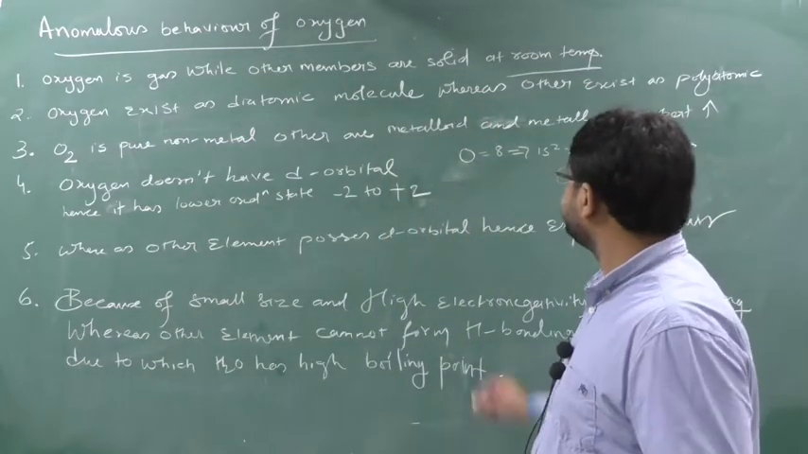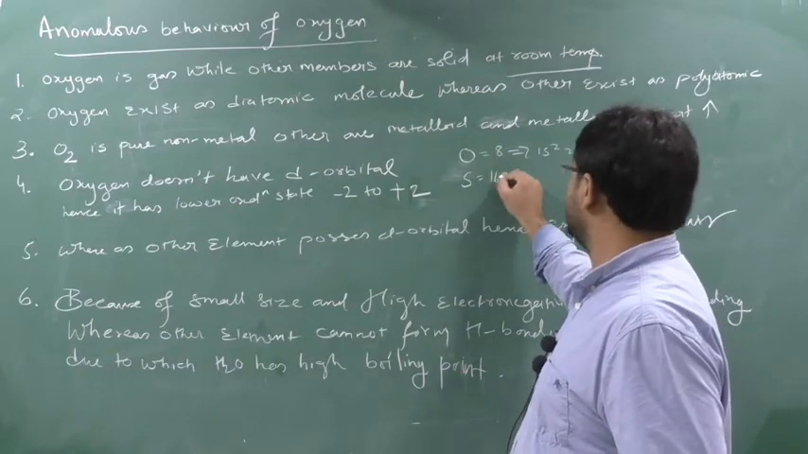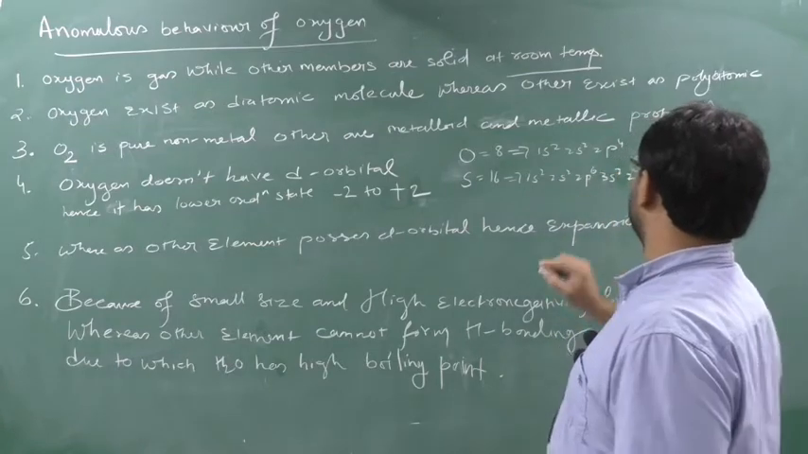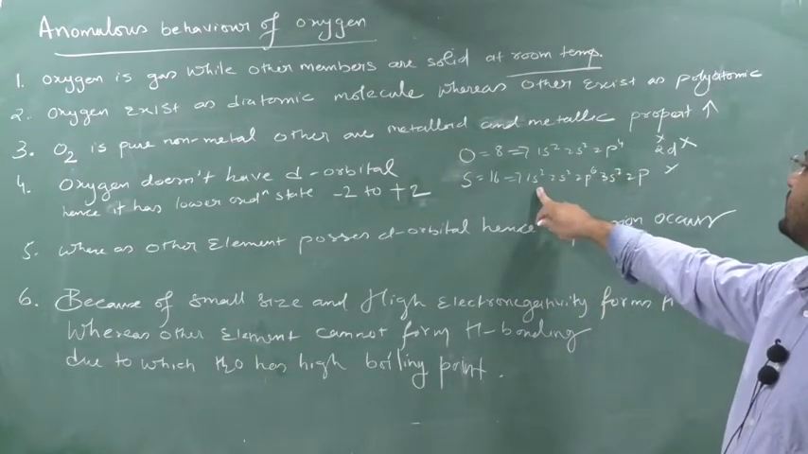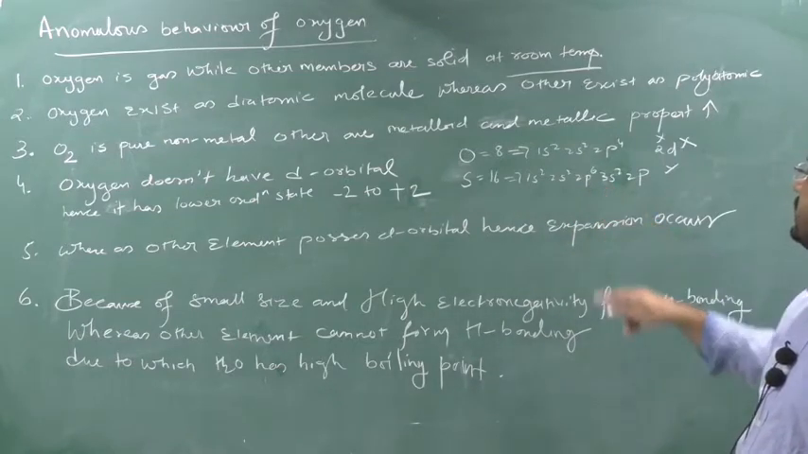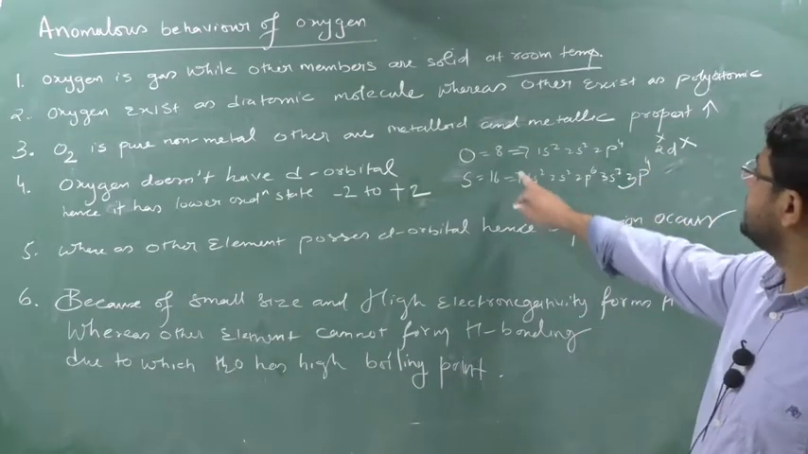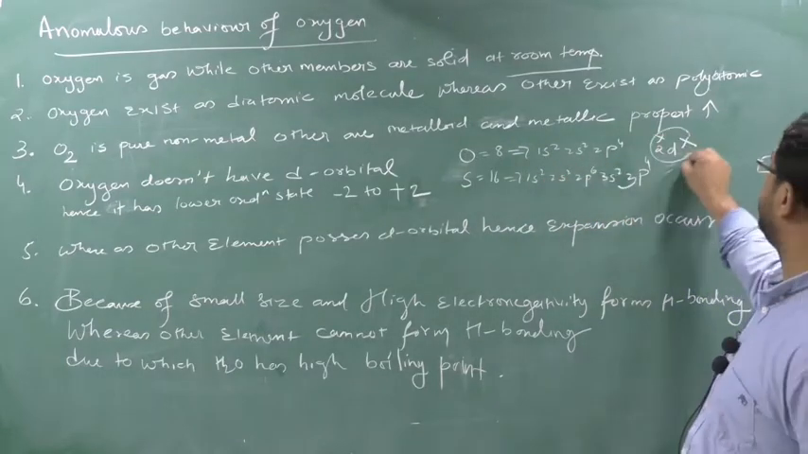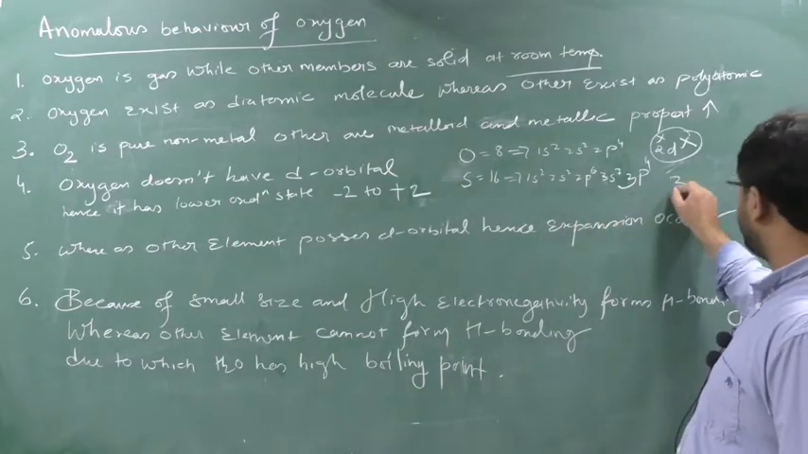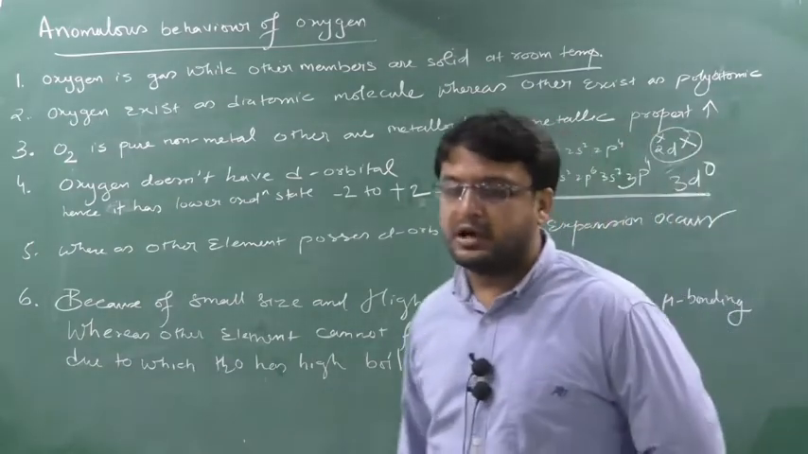Yes or no? If you take sulfur, the atomic number is 16. 16 means 1s2, 2s2, 2p6, 3s2, 3p4. Yes or no? So oxygen is 1s2, 2s2, 2p4, and we don't have any 2d. But sulfur is 16, so you see 1s2, 2s2, 2p6, 3s2, 3p4, and we have an empty 3d orbital. So when we have a 3d, it means an empty d orbital is present with sulfur.